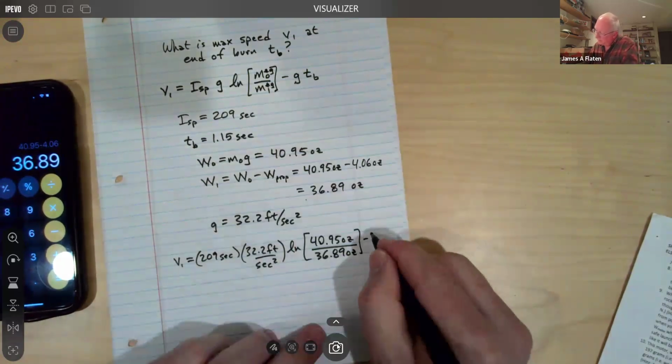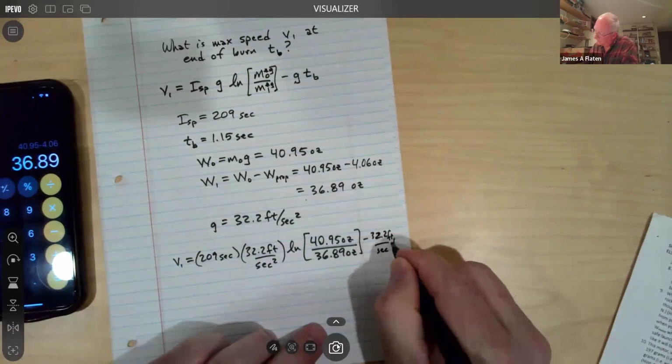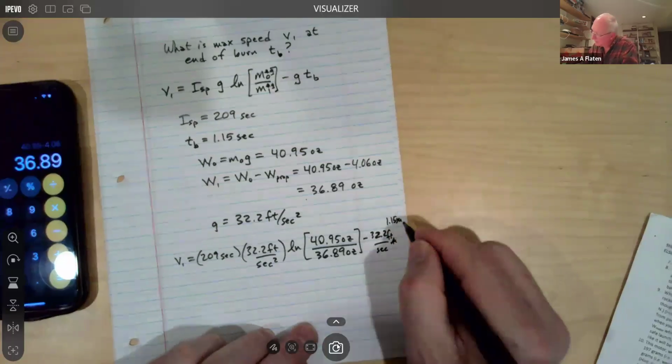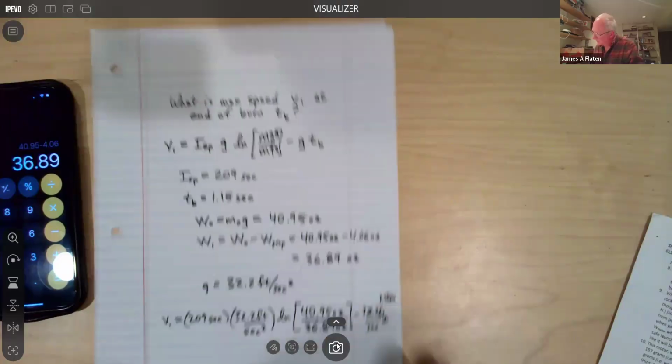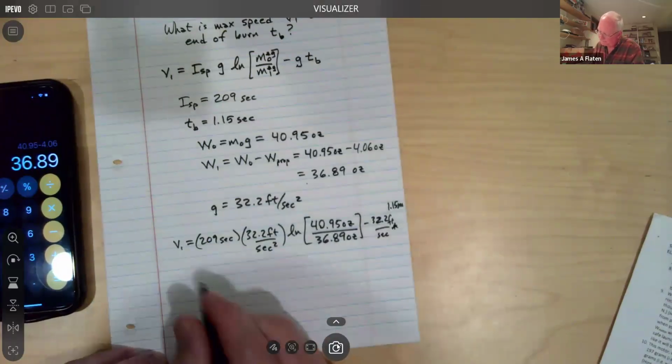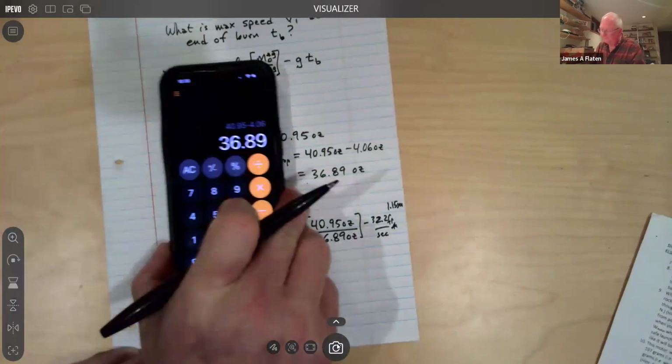Minus 32.2 feet per second squared multiplied by 1.15 seconds. Sorry, I'm going to need to squeeze that in there. Okay, fine. I'm going to do this first on my calculator.